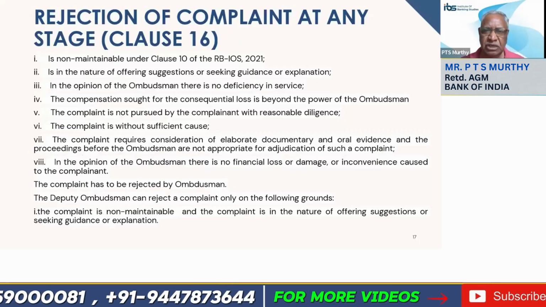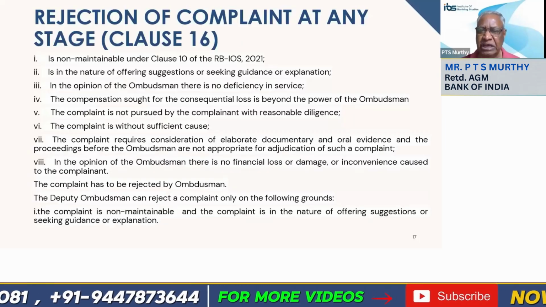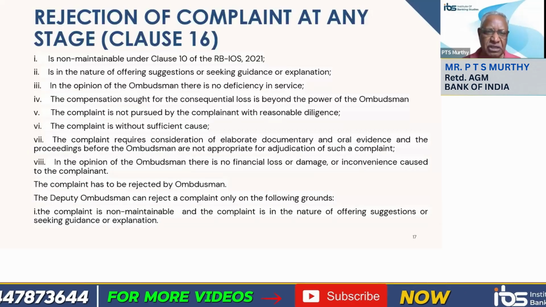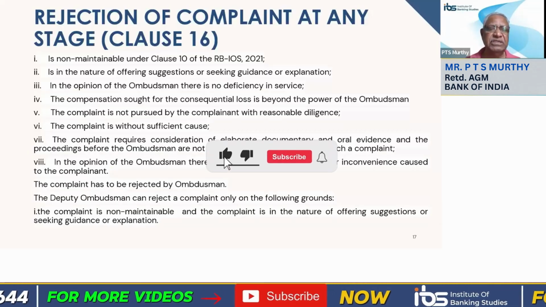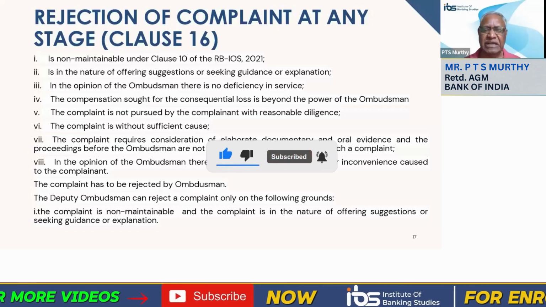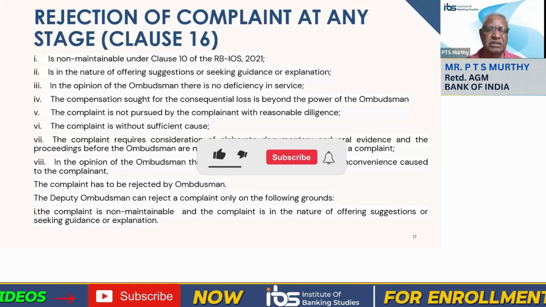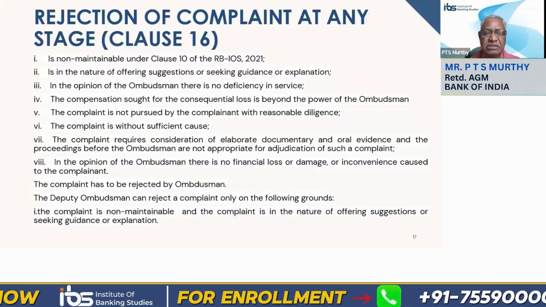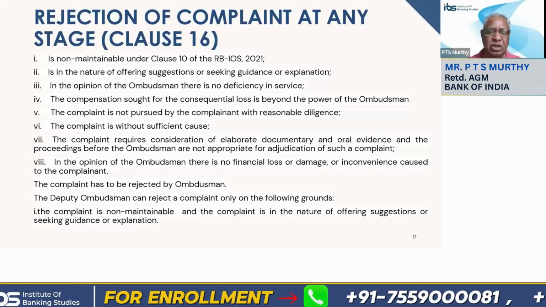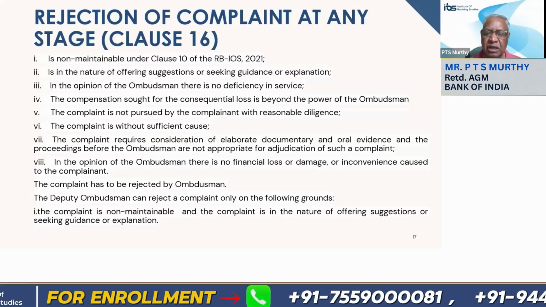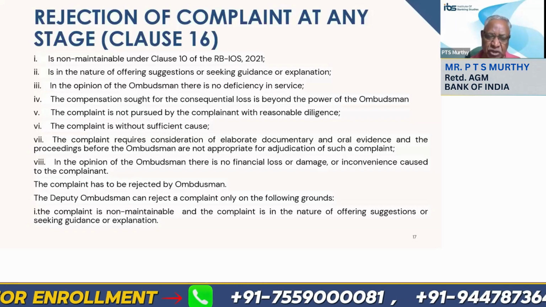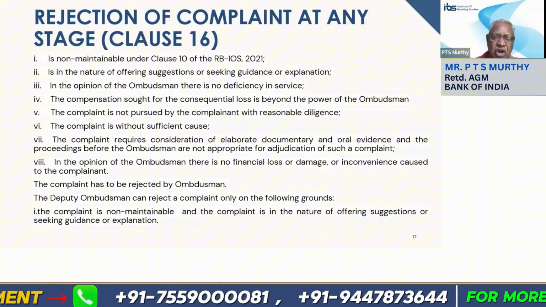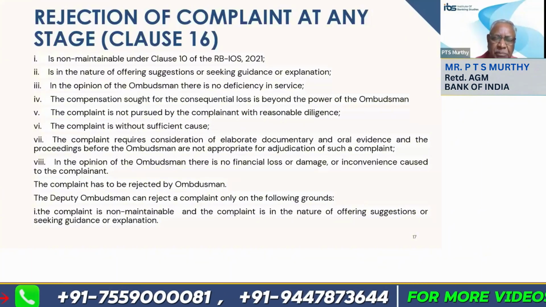Then, what are the various reasons under which the ombudsman can reject a complaint? Okay, one is non-maintainable. Then, in not maintainable, nature of suggestions, no deficiency in service, all those things where he finds that this is not possible, they can reject. The ombudsman can reject the complaints listed from 1 to 8. Whereas a deputy ombudsman can also reject complaints only on certain conditions: one is non-maintainable, and the other is nature of suggestions or seeking guidance. So if a complaint raised by the complainant is regarding these 3 things, he finds it not maintainable. Why is it not maintainable? He has not approached the bank first.